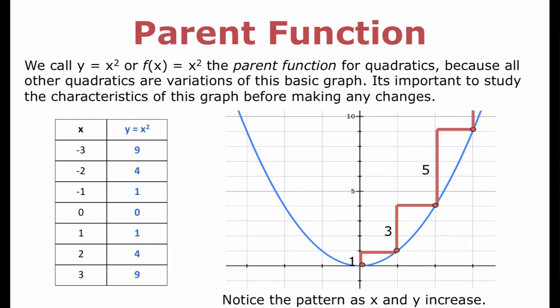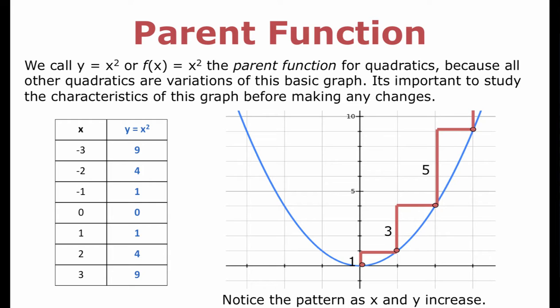If you start at the origin (0, 0), to go one x value over, you're also going up 1 in the y direction. Then going over 1 more in the x direction, you're going up 3 in the y direction. Then going over 1 more in the x direction, you're going up 5 in the y direction. So that pattern 1, 3, 5, you should notice that as we increase x by 1 away from the vertex, we are going up by the next odd value.